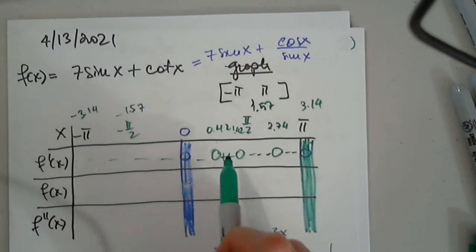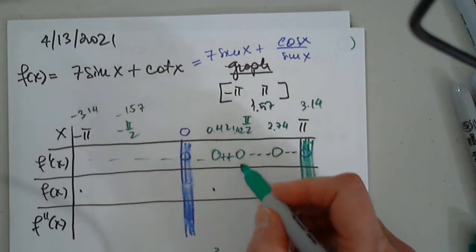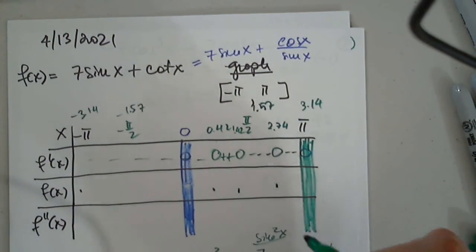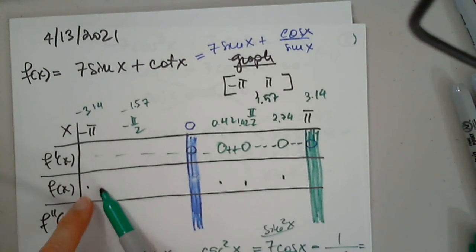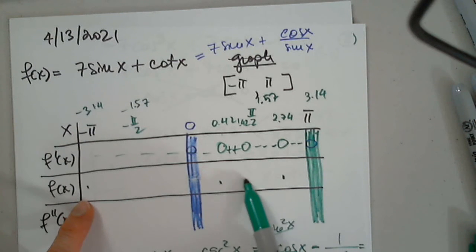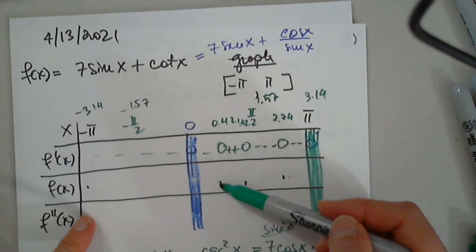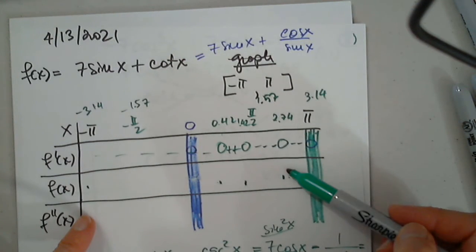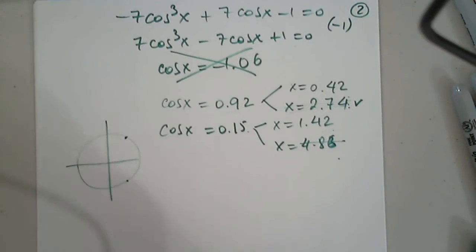So it's increasing. Again, I have to find the numbers, right? I have to find this, this, this, and this. But they're not really asking anything else but the increasing and decreasing. So I would find these corresponding y values only if I needed to graph. I don't have to waste my time to determine these and plug them into the function. For negative pi over 2, 0.42, 1.42, 2.74. Okay, now when we go to the second derivative, this is even worse. Gee whiz.